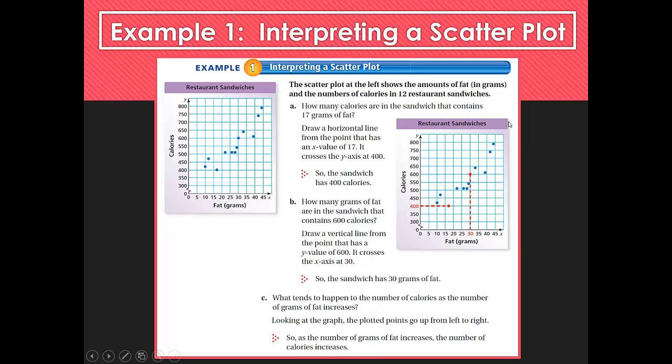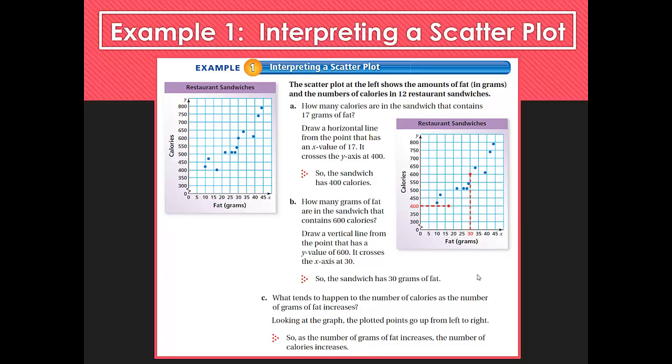You can see that it has been done for you at the scatter plot on the right. Start at 600, go over till you find a dot, and then you can come down to find out what matches up with that dot, which was 30. C, what tends to happen to the number of calories as the number of grams of fat increases?